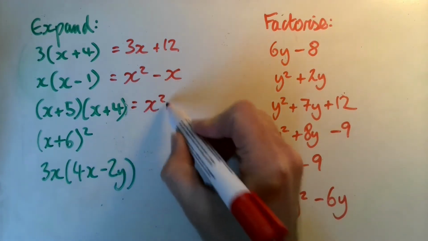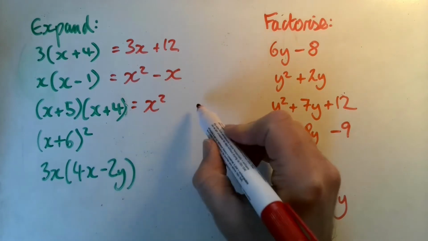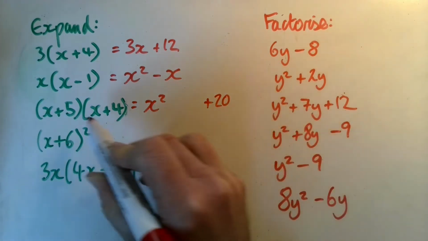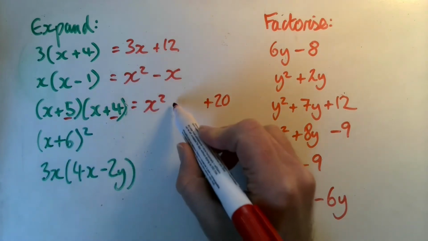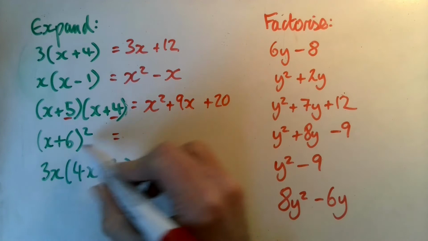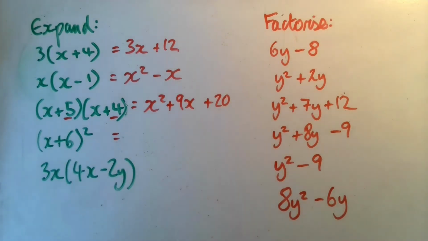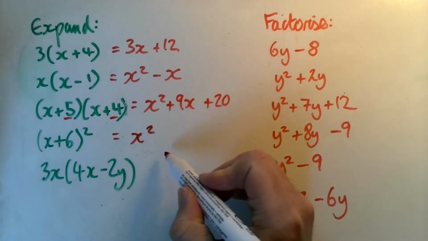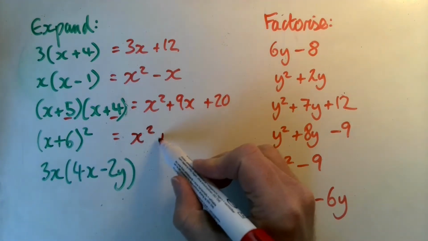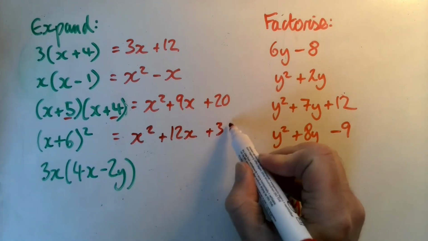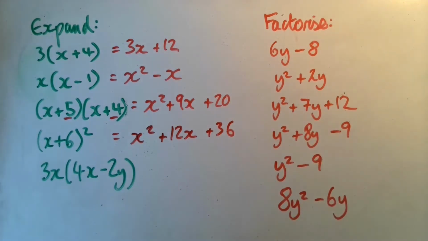Well, I know I'm going to get x squared. I know at the end I'm going to get the product, which is 4 times 5 is 20. And then I know I'm going to get the sum of those two numbers, which will give me 9x in the middle. x plus 6 squared means x plus 6 times x plus 6. So I'm going to get x squared. 6 add 6 will give me 12x. 6 times 6 will give me 36 on the end.